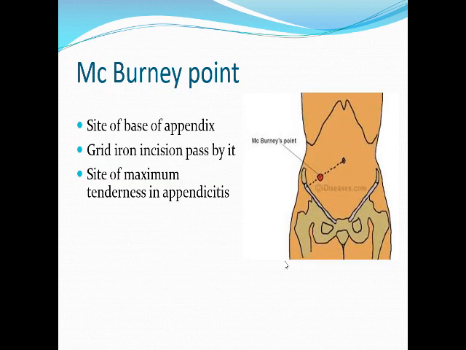I told you, if the base is fixed, we have to know where it is on the body of the patient. It will be marked here by a point that a doctor described. His name is McBurney, and it is called McBurney's point. As you see, it is the junction between the lateral third and the medial two thirds of a line passing from the umbilicus to the anterior superior iliac spine. It is the site of the base of the appendix, which is the only fixed part, as we discussed. If you are going to do a gridiron incision, you have to pass through this point. It's also the area of maximum tenderness of the appendix.